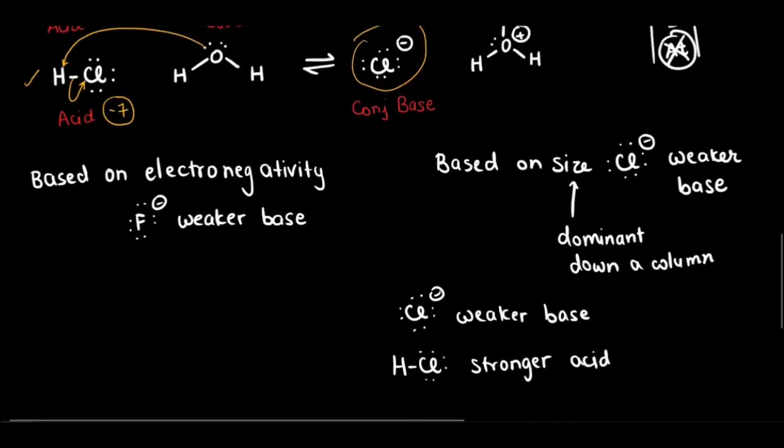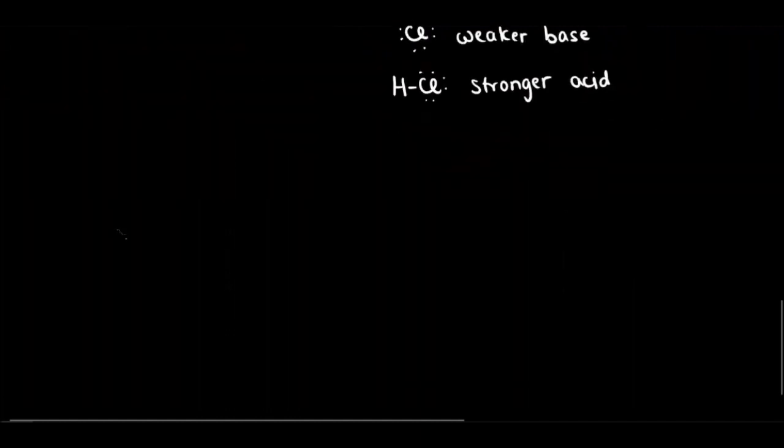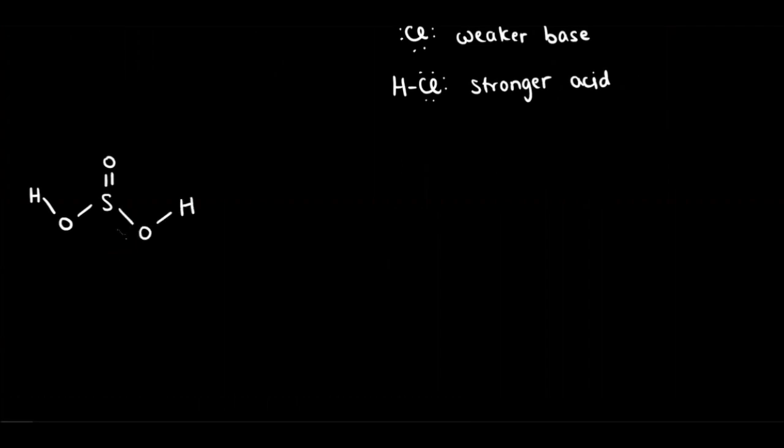Now we can go to one more example in which we consider another characteristic. So let's consider sulfurous acid. Keep in mind this is not sulfuric acid, this is sulfurous acid, which is considered to be weaker than sulfuric acid. Now let's see if our prediction says the same. So we will react it with water.